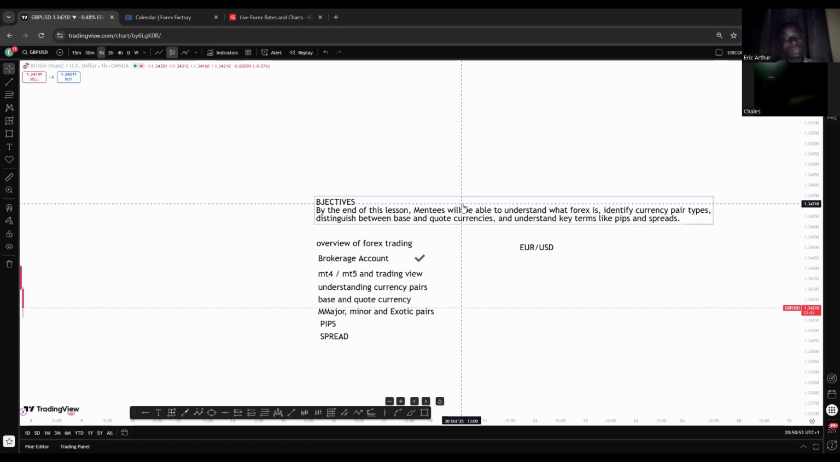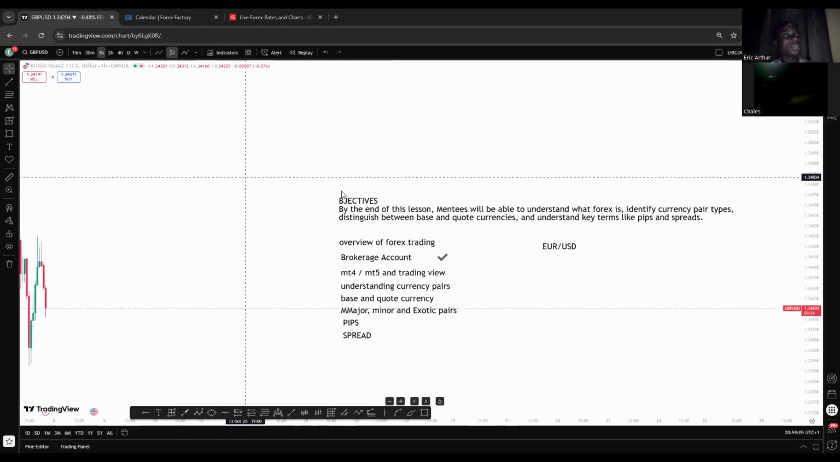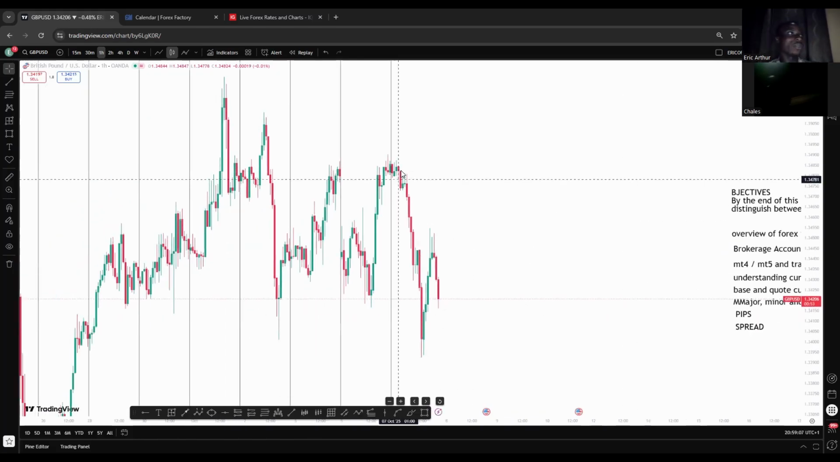Then if there is less demand for a currency, the price or value of that currency will reduce. Right. So look at today, look at the British pound to dollar.